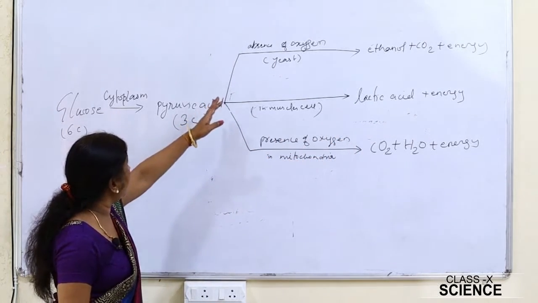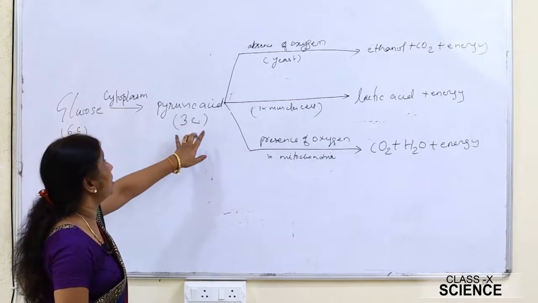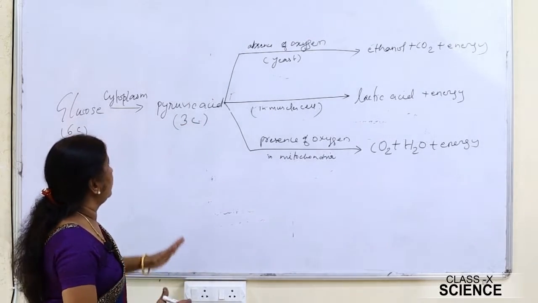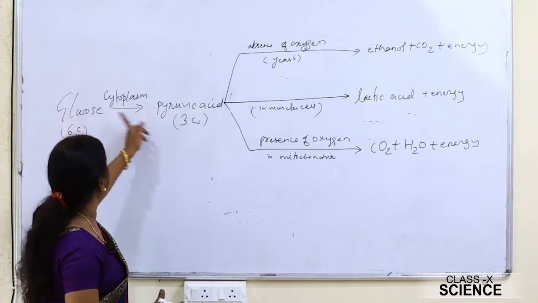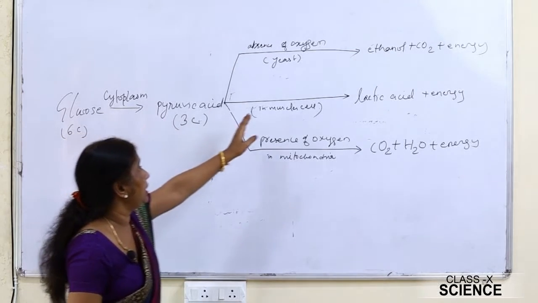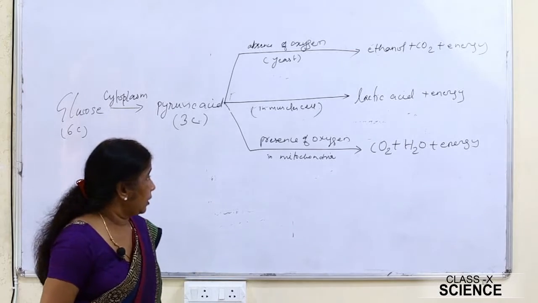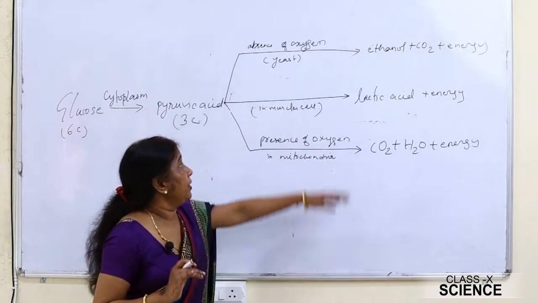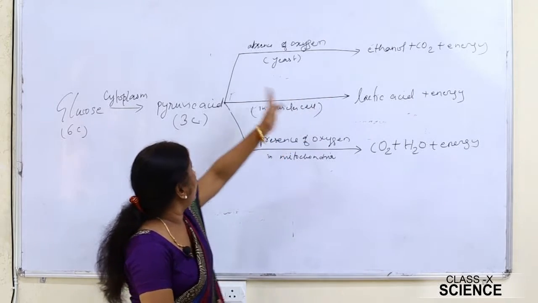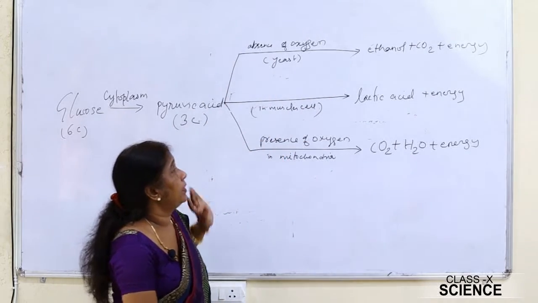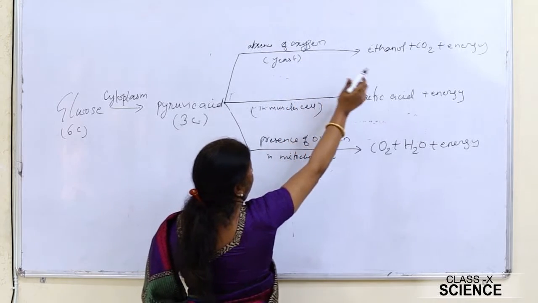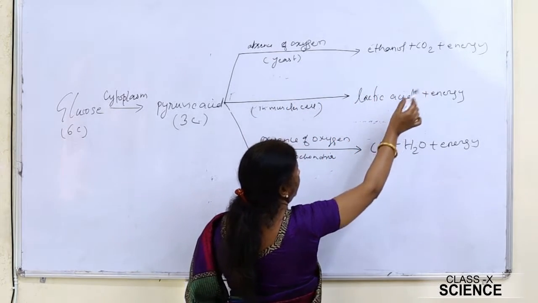Now these are the three ways by which the pyruvic acid can be broken down. But during the breakdown of glucose, this is the common method, right? Glucose is broken into pyruvic acid, then these 3 possibilities are there. Now you can see here, see the product. Students, you should be very careful while writing the products of these 3 types of respiration. In case of anaerobic respiration, the products are ethanol, carbon dioxide, and energy.